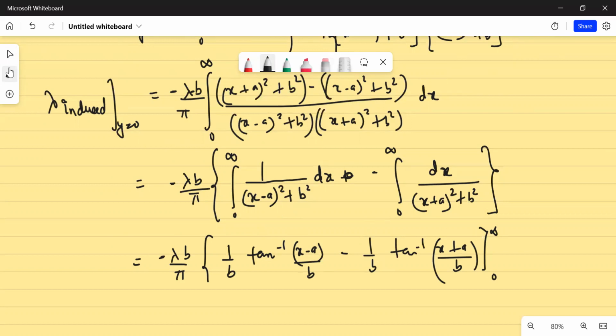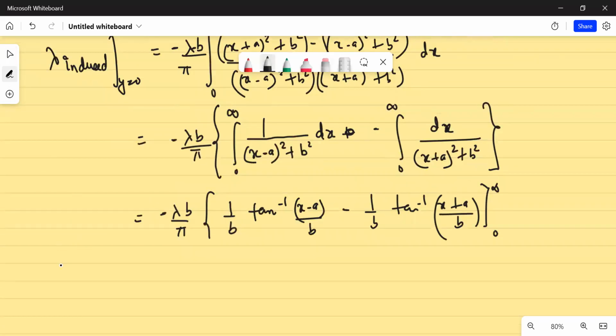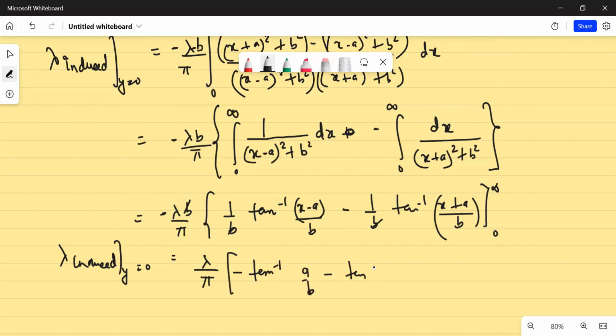Yes, sir. Okay. So the total linear charge density induced on the y equal to 0 plane, I think it should be this 1 upon b would cancel, and at infinity pi by 2 minus pi by 2 would become 0, and the negative would get absorbed, so this will become lambda upon pi, and this will be tan inverse of minus a by b minus tan inverse of a by b. So I think it should be minus lambda upon pi tan inverse of a by b. Is that clear? Sorry, it's 2b, meaning these two things. Okay, is that clear?